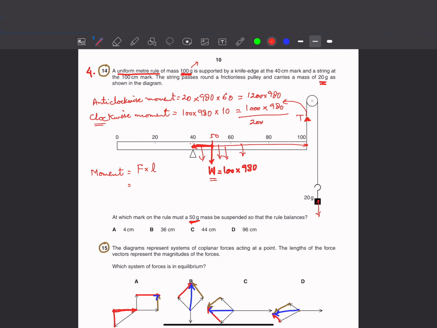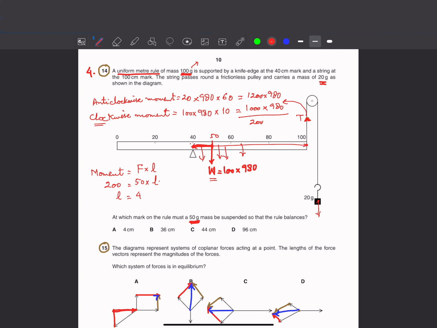So here, what is the force? Force is due to this mass, so 50 multiplied by 980, or if you are not considering 980, simply you can write 50. What is the moment? Here you have 200. So 200, when you find out the value of length, you will get 4.